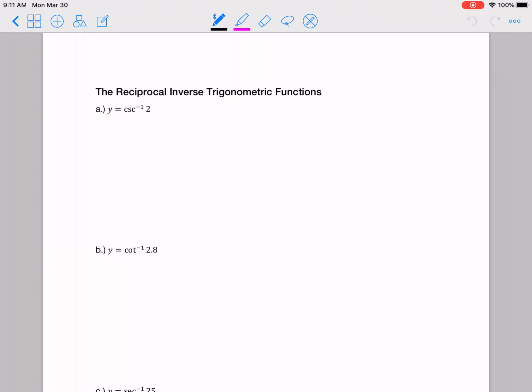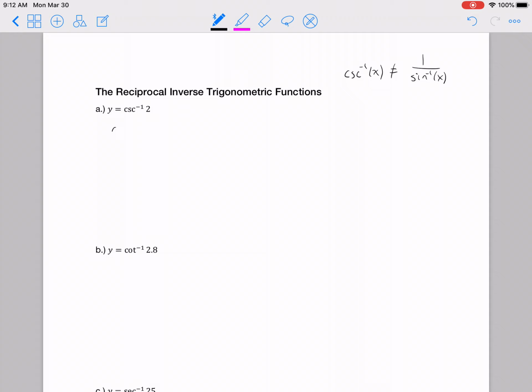Now, be careful again, arc cosecant like this does not equal 1 over the arc sine. Okay, don't do something like that. It's not just a reciprocal like the others. So let's take a look at this.